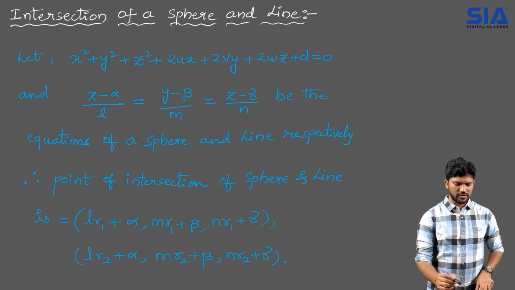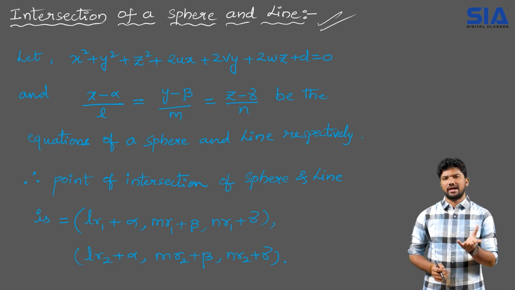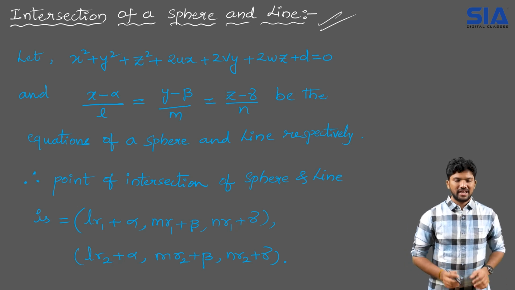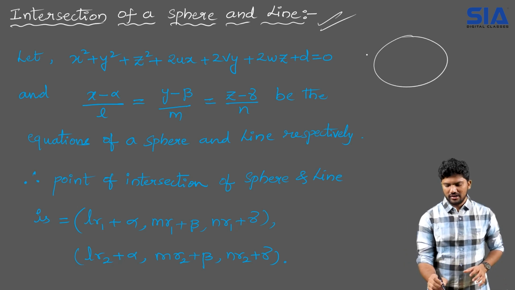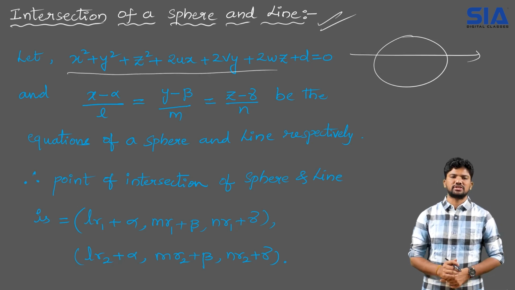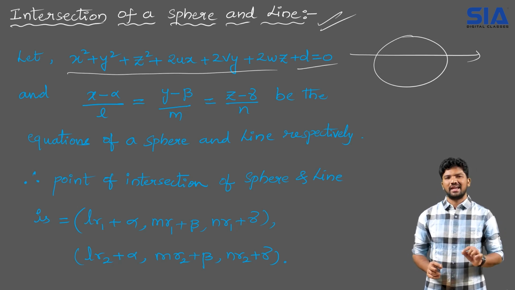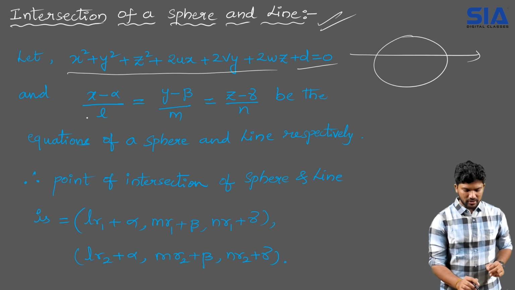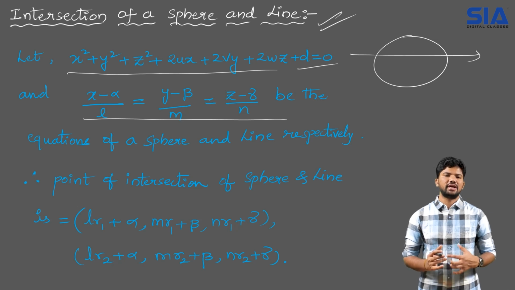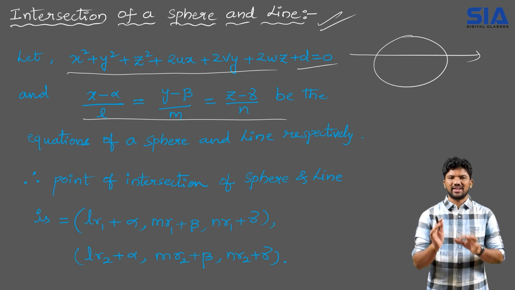Okay, please listen carefully. Next concept in this unit is intersection of a sphere and a line. Previously we discussed the equation of the circle. Now, intersection of a sphere and a line. Let x square plus y square plus z square plus 2ux plus 2vy plus 2wz plus d equal to 0 be the sphere equation, and (x minus alpha) by l equal to (y minus beta) by m equal to (z minus gamma) by n be the equation of a line.